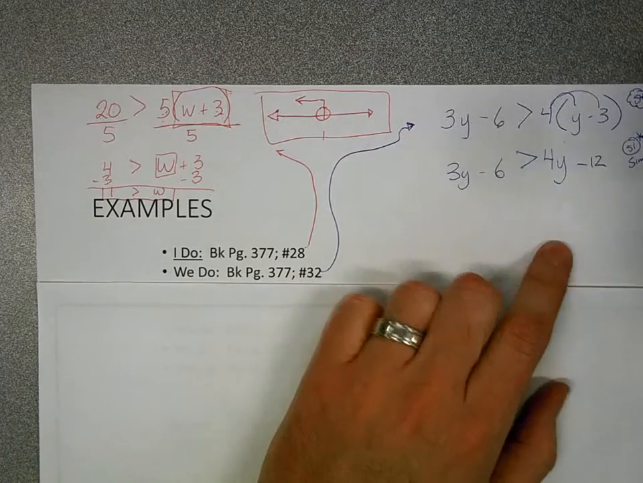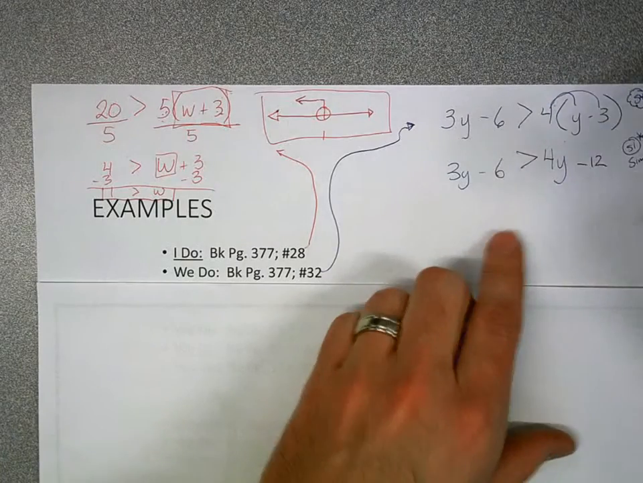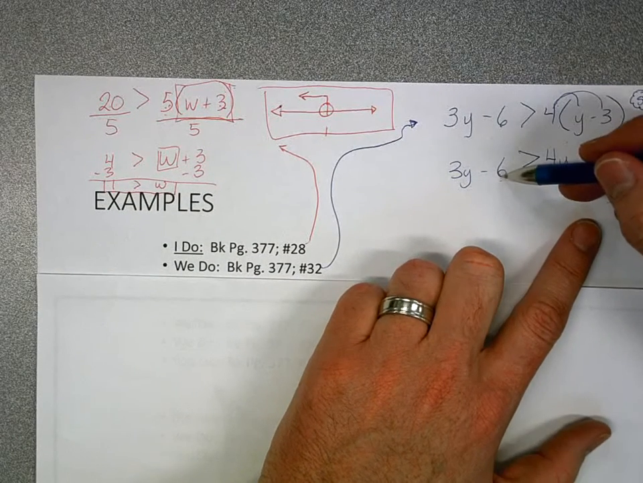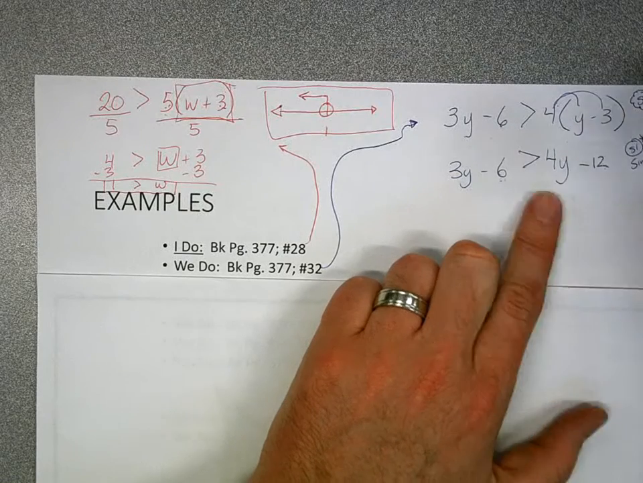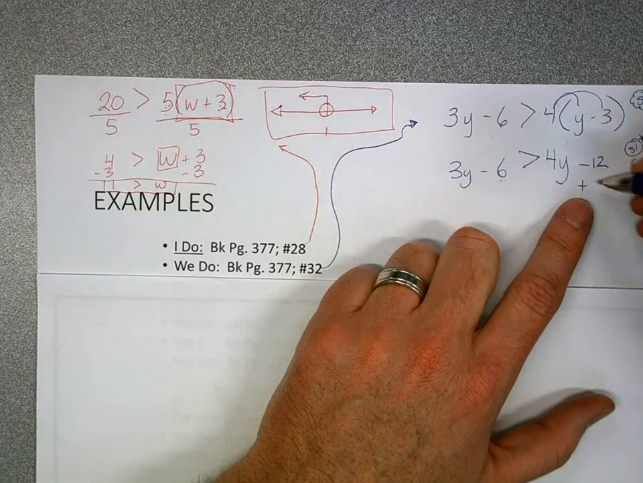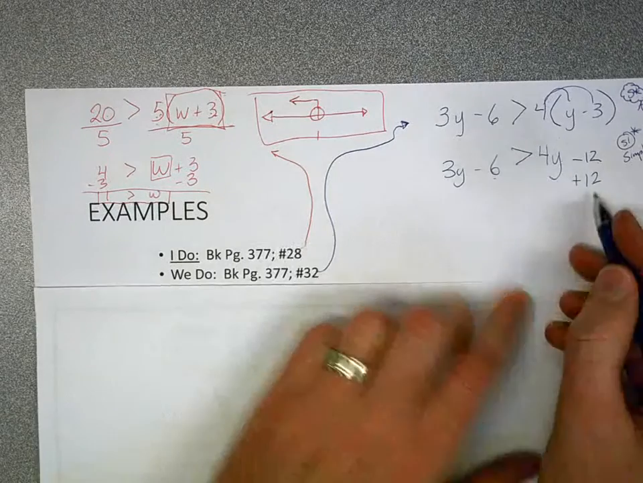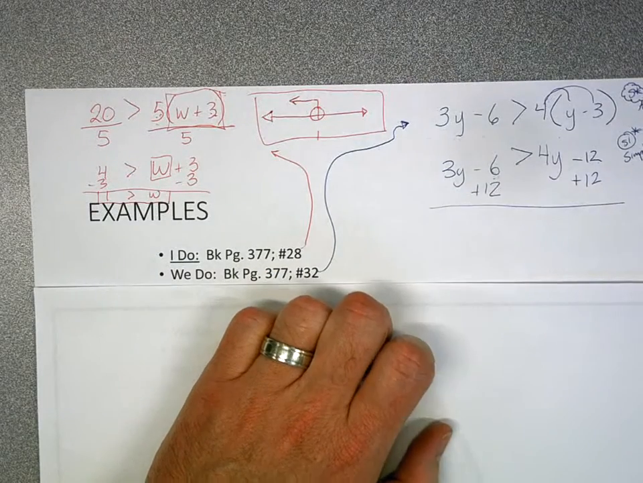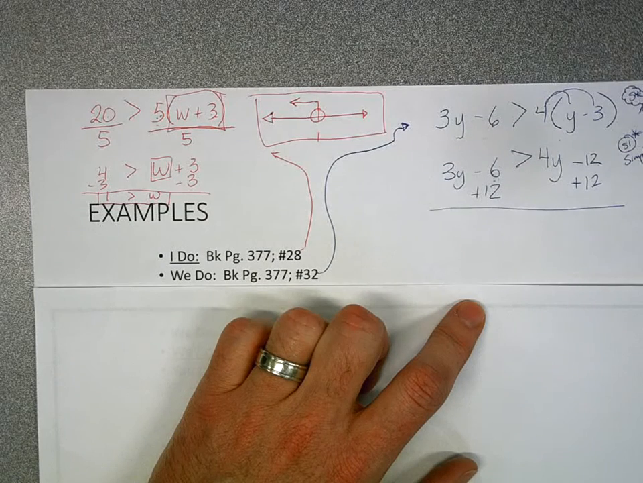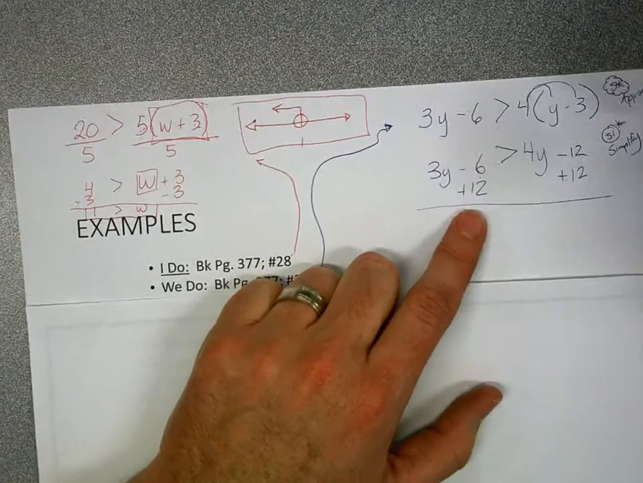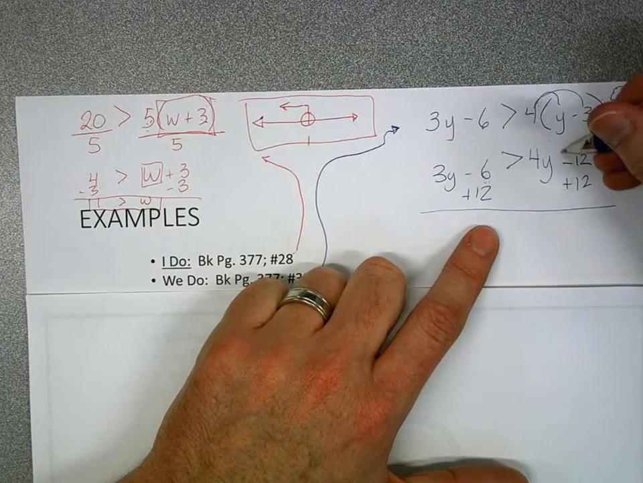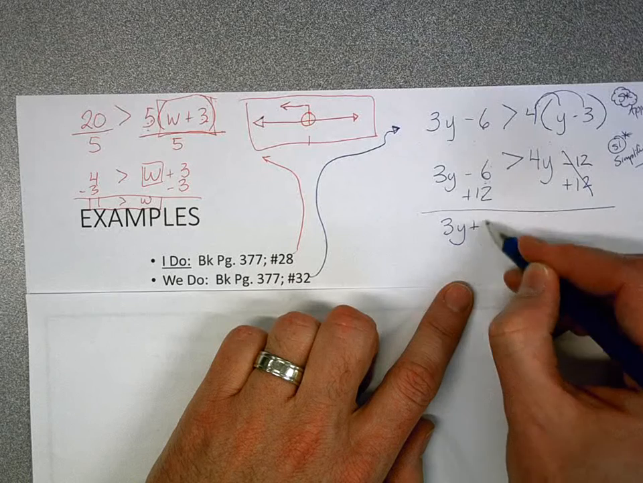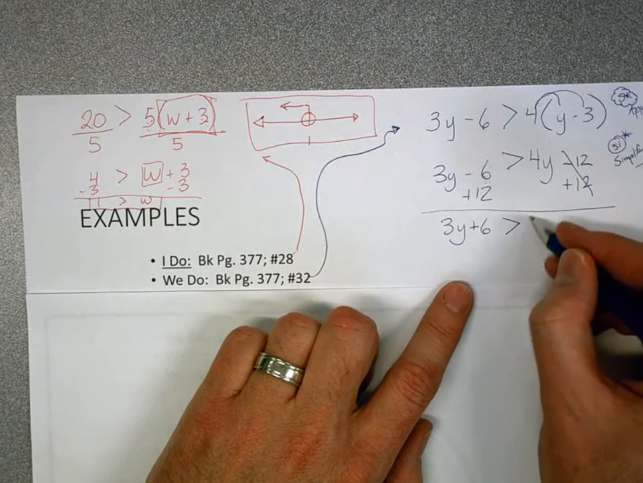All right, now it doesn't matter, but I'm going to take one of my constants and move it to the other side, either my negative 6 or my negative 12. Well, if I add 12 to both sides, this is going to give me a positive over here. So I'm going to take my negative 12 and add 12 to both sides. Addition property of equality, right? We add both sides by the same number, we should be okay. That allows this to cancel out. So we end up with 3y, and then negative 6 plus 12 is now a positive 6 is greater than 4y.